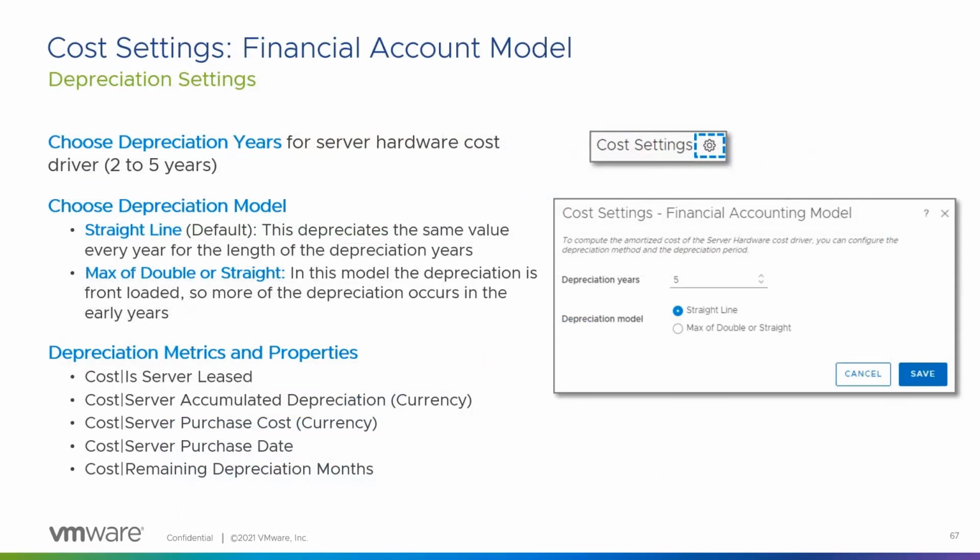Another thing, when we're dealing with servers that you purchase, so these are not servers that are leased, these are servers that you've purchased, the system will actually go and do depreciation for you. You can go in and set your depreciation settings, from 2 to 5 years, and then you choose your depreciation model, whether it's straight line or double declining. Once you set this up, for any server that you marked as purchased, it will automatically do the depreciation for you based on the purchase date that you entered in the cost driver.